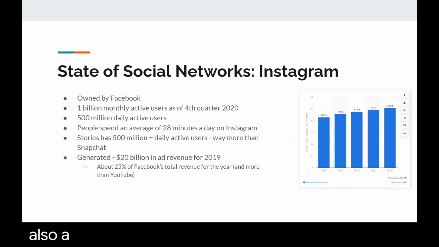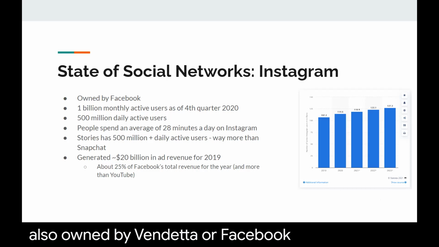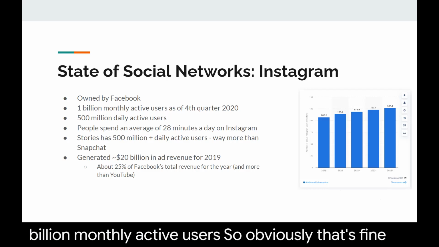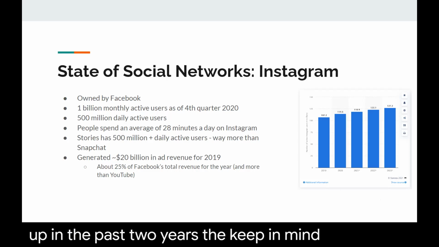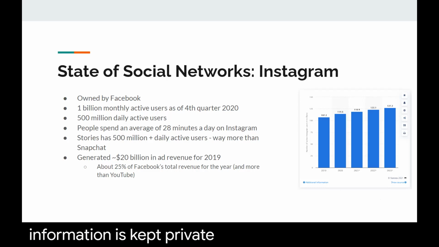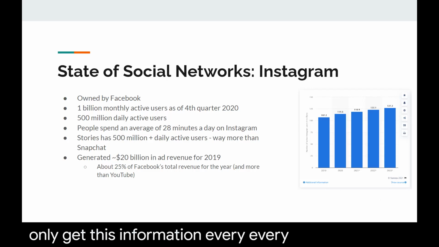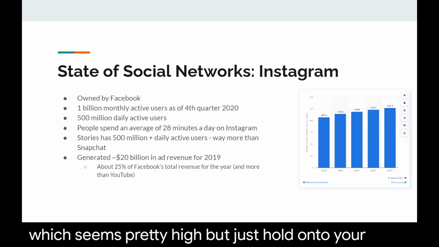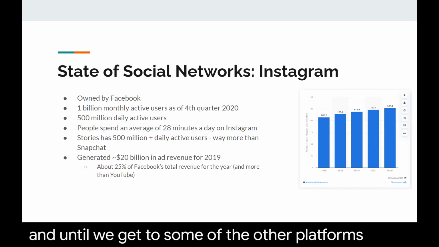Instagram is also owned by Meta or Facebook. They have 1 billion monthly active users as of the fourth quarter of 2020. So obviously that's gone up in the past 2 years, but keep in mind, a lot of this information is kept private by companies. And so you only get this information every few years. They have logged 500 million daily active users. People spend an average of 28 minutes a day on Instagram, which seems pretty high, but just hold on to your hats until we get to some of the other platforms.